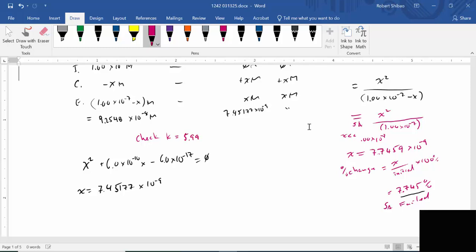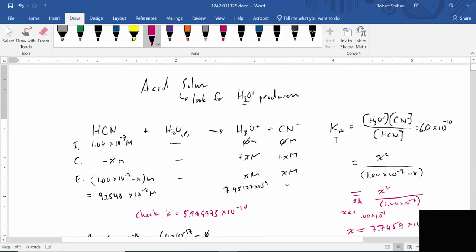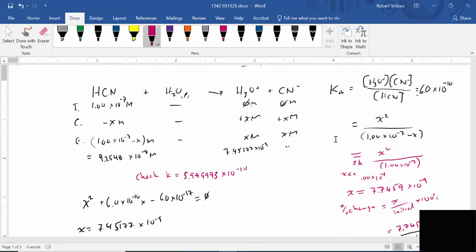How many nines do I have? 5 nines. And then a 3 times 10 to the minus 10. When I look at it, it should be 6.0 times 10 to the minus 10. We have 5.999993 times 10 to the minus 10. So it's good. This is just round off error. And so it checks.